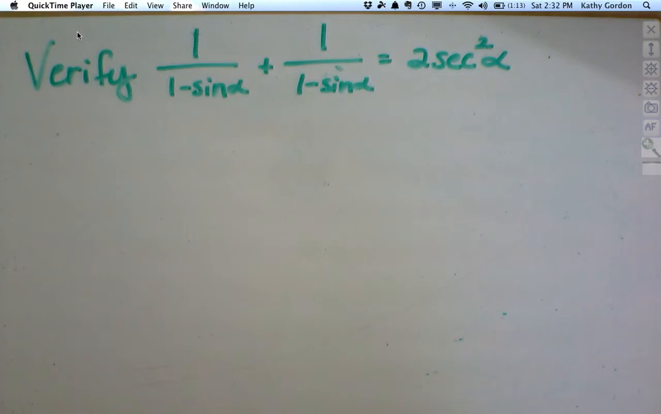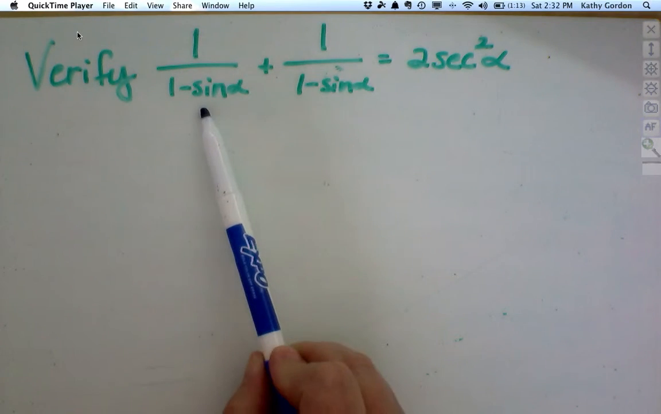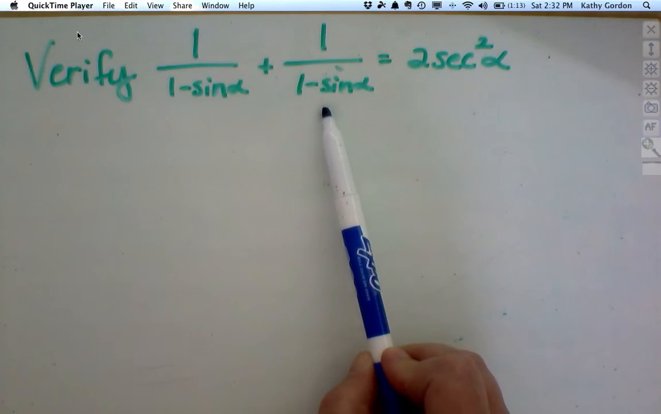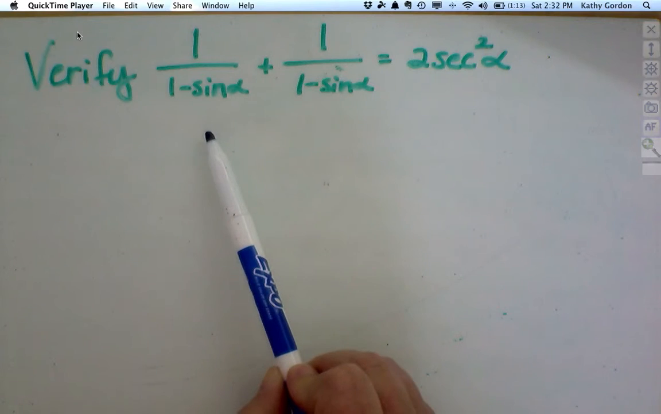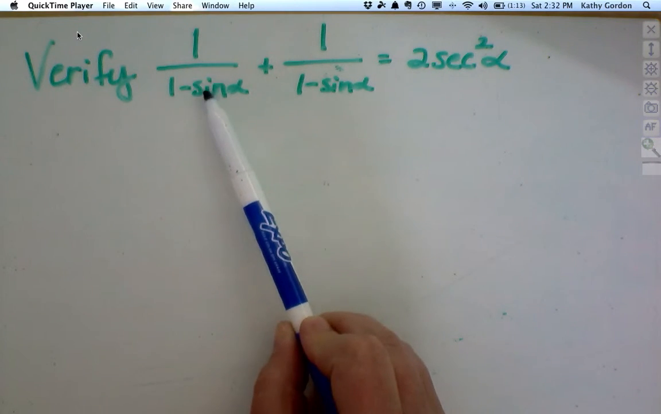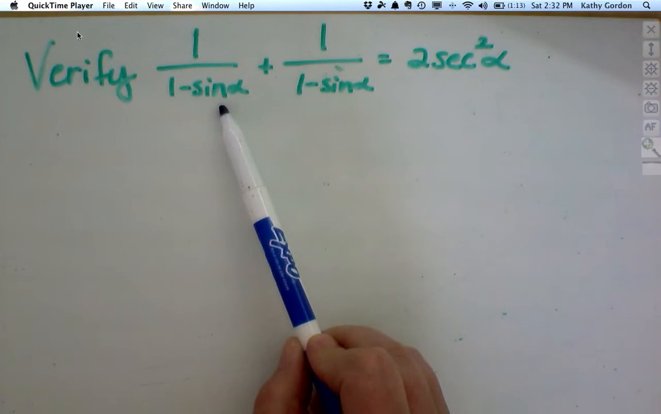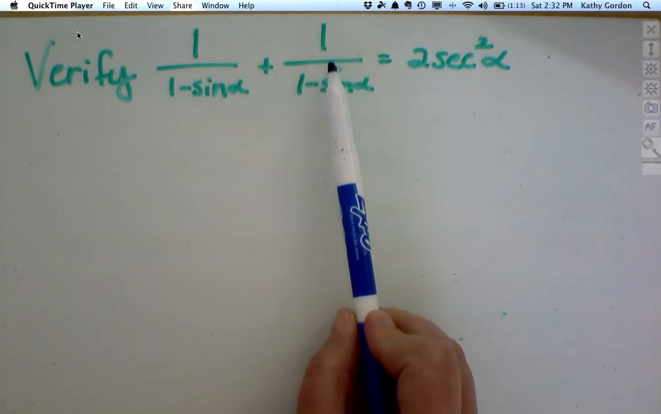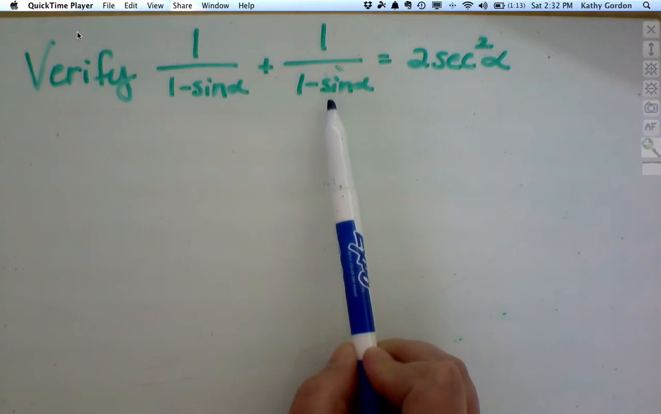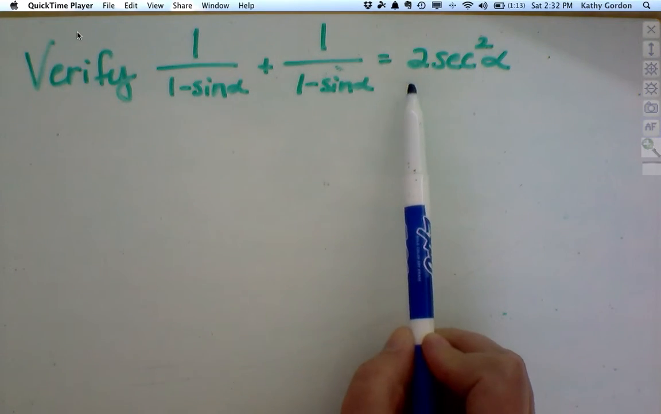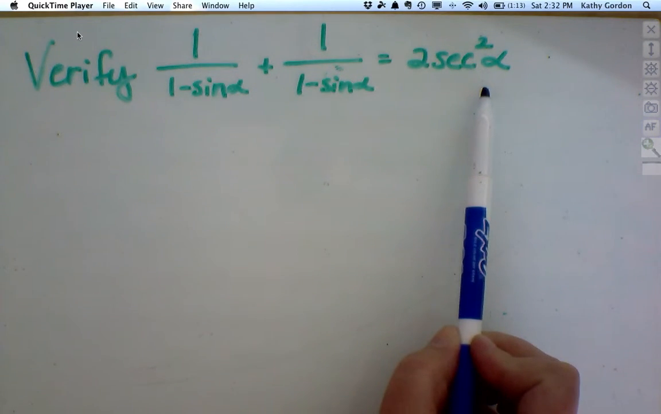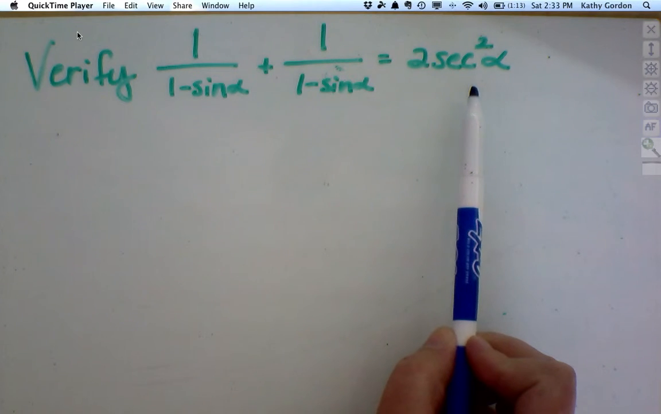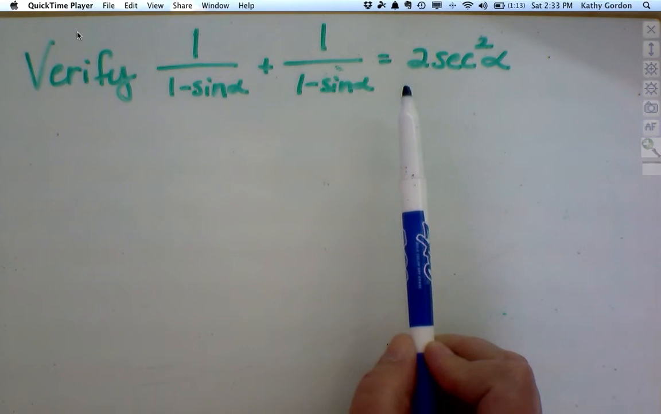So this time we want to verify the statement that, let me say that again. I think I said that incorrectly. Let's try again. 1 over 1 minus the sine of alpha plus 1 over 1 plus the sine of alpha is supposed to be equal to 2 secant squared of alpha. Okay, this is what we're trying to verify.